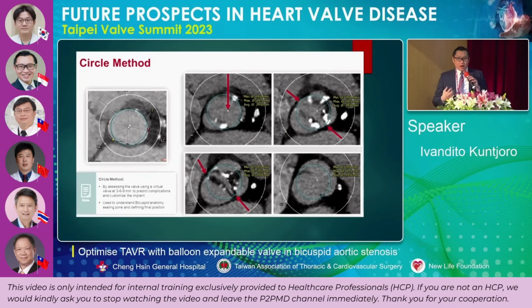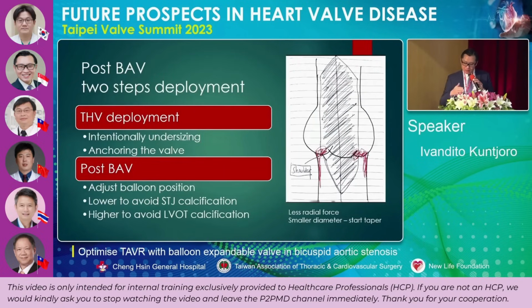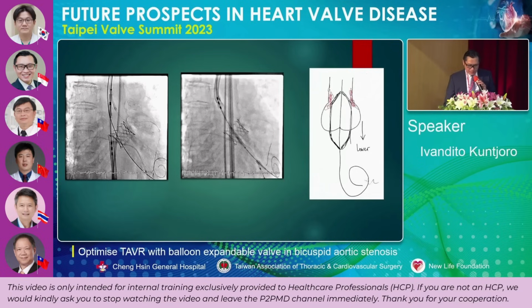The circle method is one of the things that we also use when we measure for balloon expandable. Basically, we put the virtual valve on the annulus and go up by 3 mm radial force and smaller diameter because they start to taper. So by doing this, you're still able to achieve the optimal outcome, but you're not compromising the safety of the procedure.